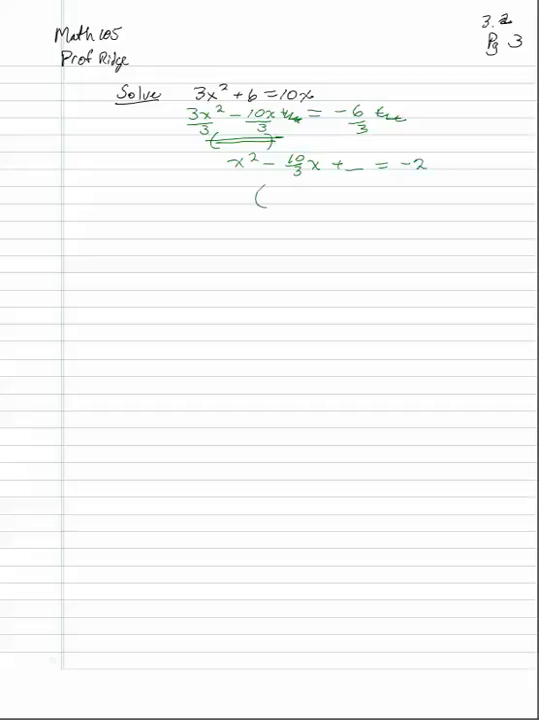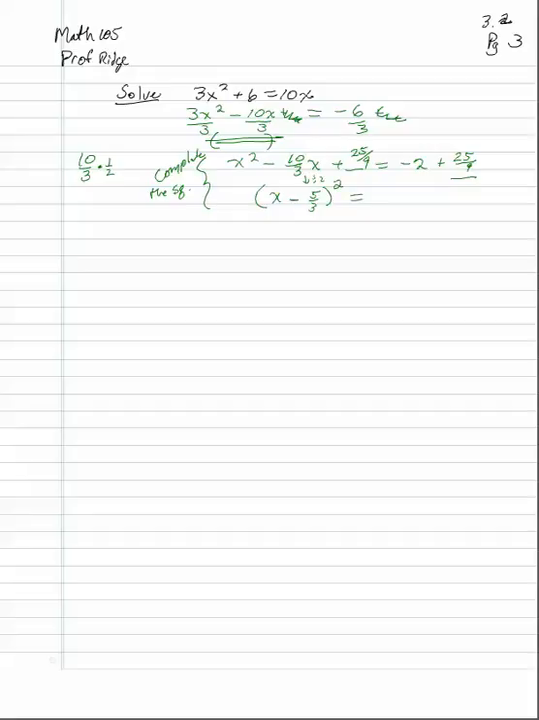Now I'm going to complete the square. So I'm going to take half the middle term. So 10 divided by 3 divided by 2 is the same thing as times 1/2. So that will be 5 thirds. 5 thirds squared, you square the top, square the bottom, add it to both sides.